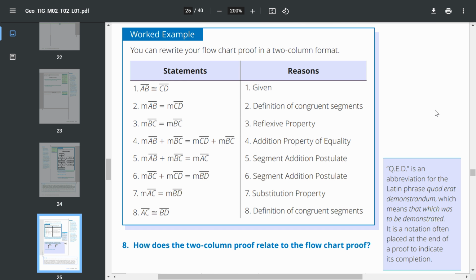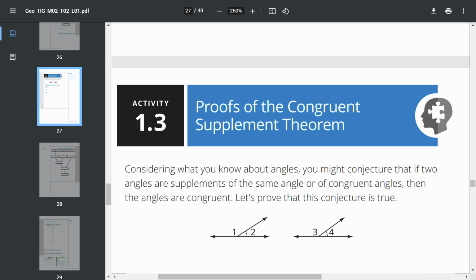In this next worked example, we are seeing the same proof being proved out. However, it is now in a two-column proof. If you prefer a two-column proof over a flowchart proof, that is totally okay. So take a second to pause here and look if this makes sense to you. Note that these statements and reasons are all the same as the flowchart proof from before.